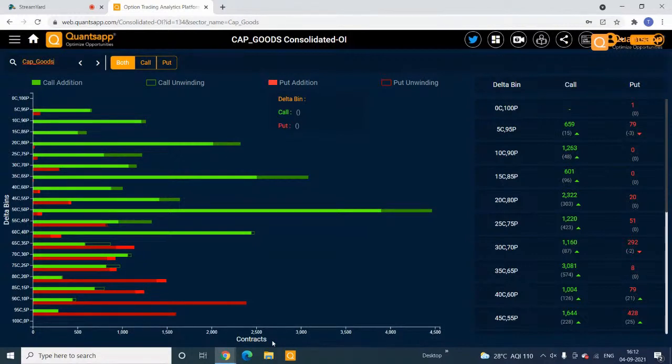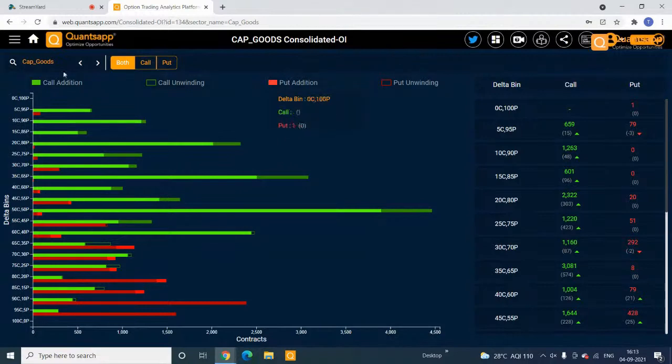So when I say that in capital goods you see a contract addition of 100, that means it is across the stocks of capital goods. When I say there's an unwinding of minus 30 contracts, that means this unwinding is across the stocks in that particular sector. Okay. Now let's understand how we read it.